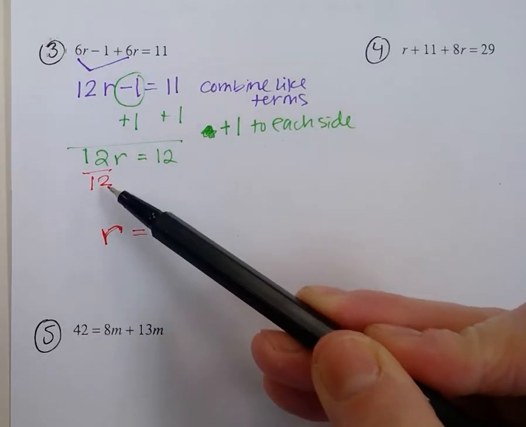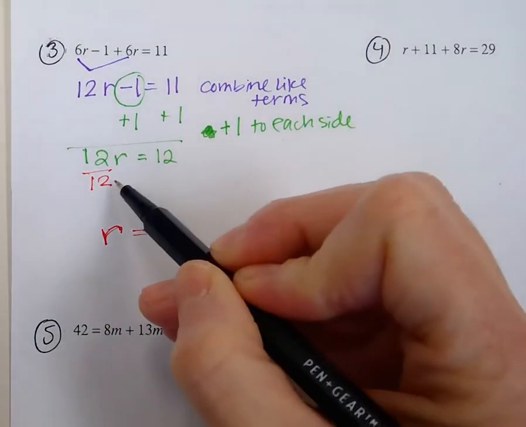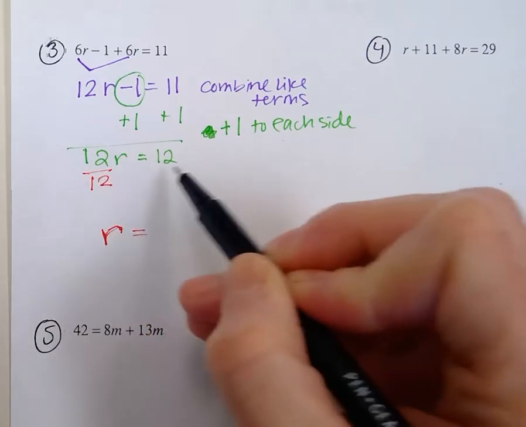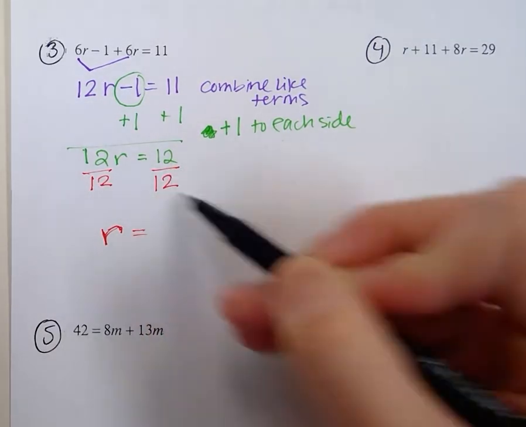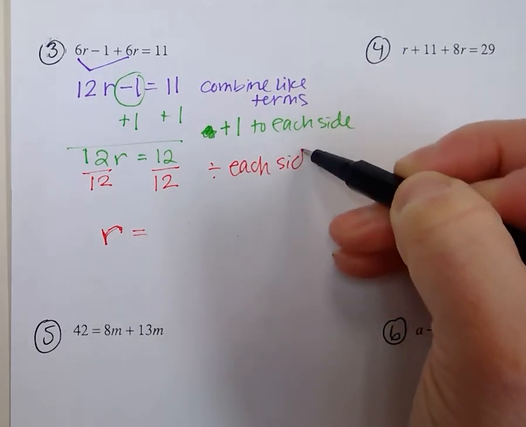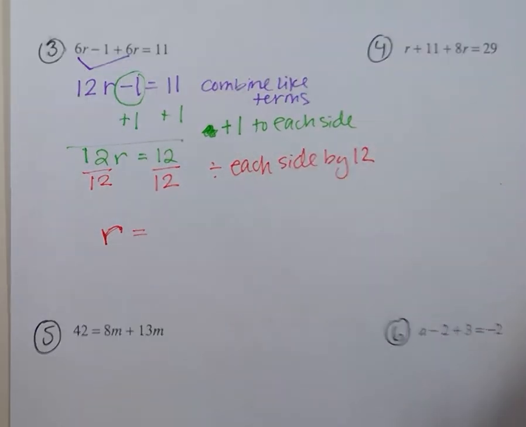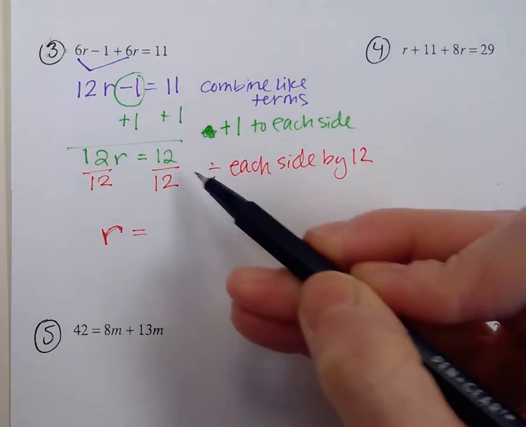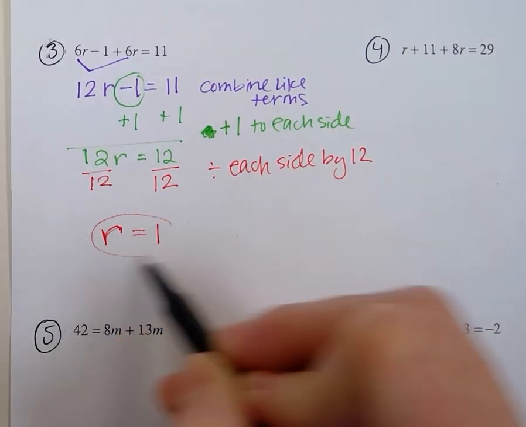12 R's into 12 groups is R. If I divide the left side into 12 groups, I need to divide the right side into 12 groups. Divide each side by 12. 12 divided by 12 is 1.